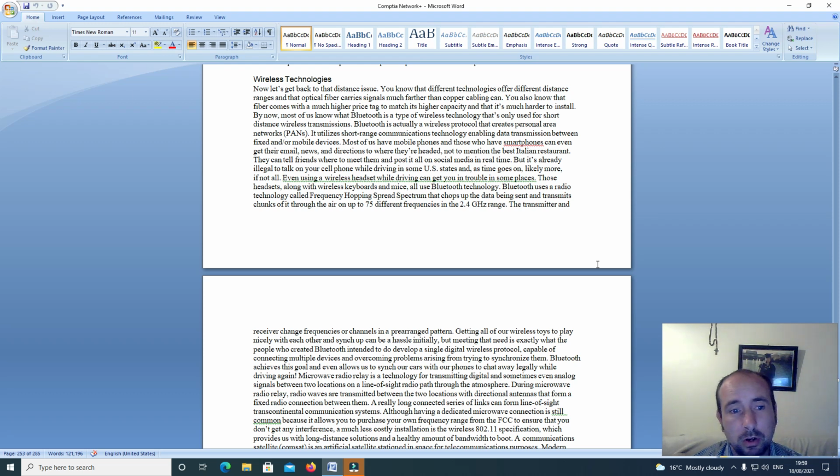You also know that fibre comes with a much higher price tag to match its higher capacity and that it's much harder to install. By now, most of us know what Bluetooth is, a type of wireless technology that's only used for short distance wireless transmissions. Bluetooth is actually a wireless protocol that creates personal area networks (PANs).